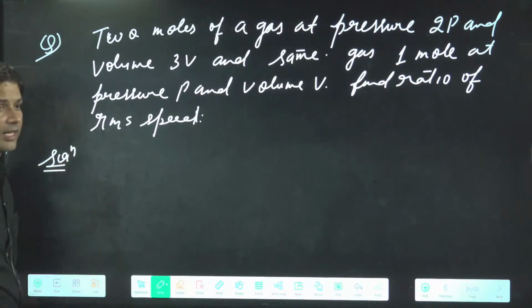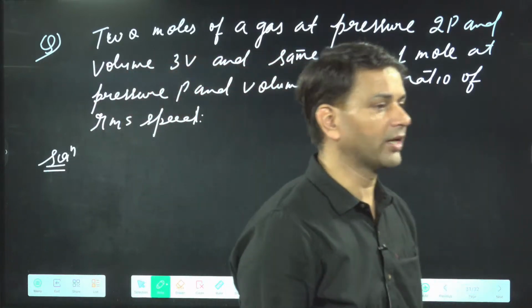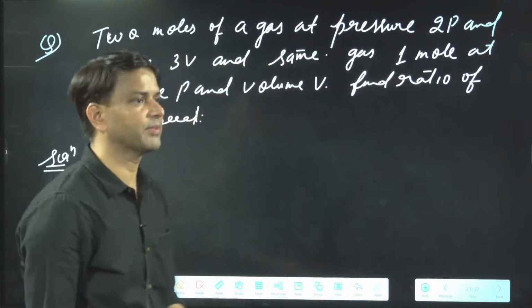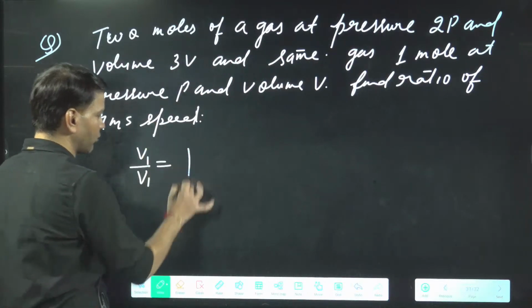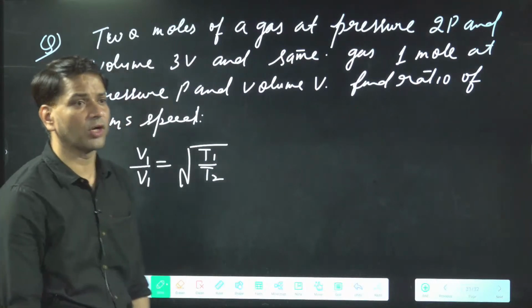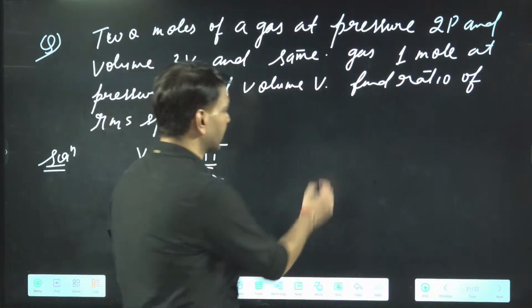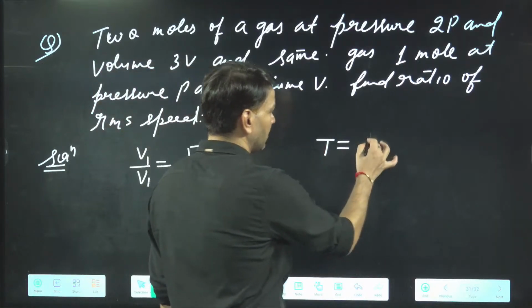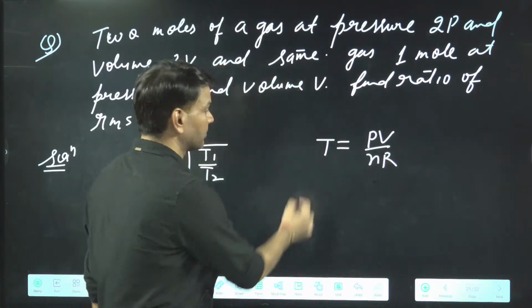So here temperature I have not given, because we have been given the data about the pressure, mole and volume. So same gas means directly we can say V1 by V2 is equal to under root of T1 by T2. But the temperature data they have not given directly, so we have to find it from the given data, pressure and volume. So we can say T is equal to PV upon nR, from the ideal gas equation.